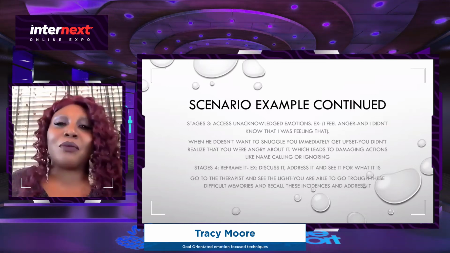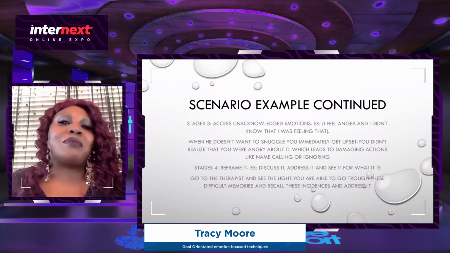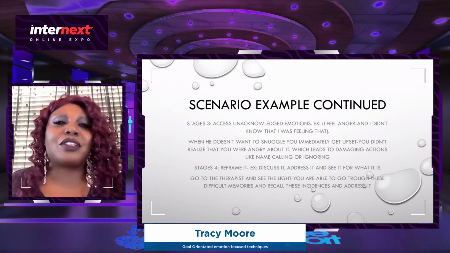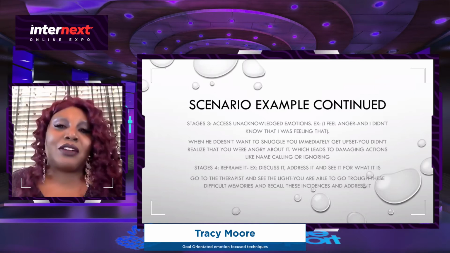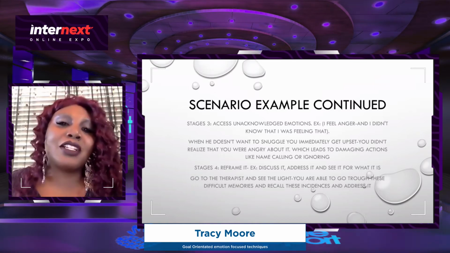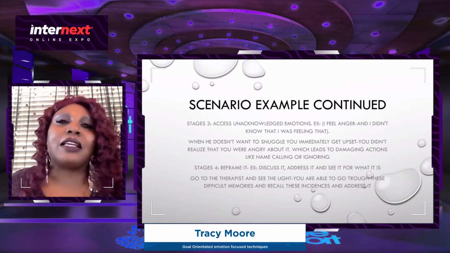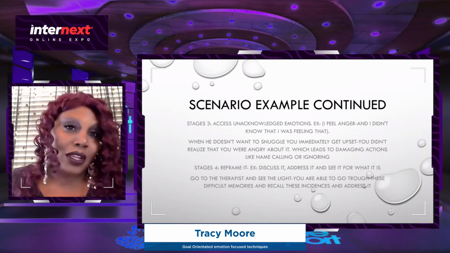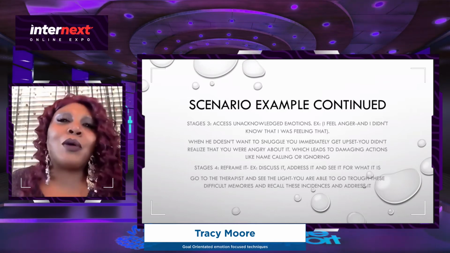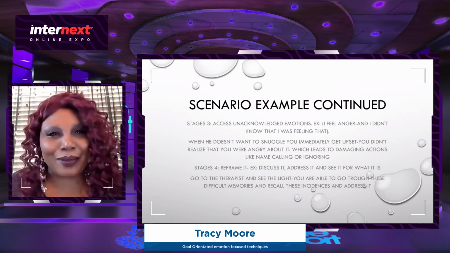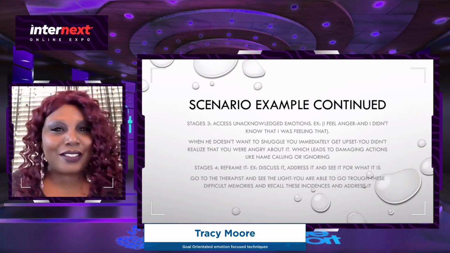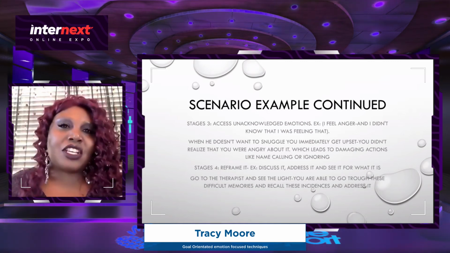So when he doesn't want to snuggle you, you immediately get upset. You didn't realize that you were angry about it, which leads to damaging actions. So, for example, name calling or ignoring, or maybe when he comes home, you're not there. That could be something as well. And it's just the behavior.